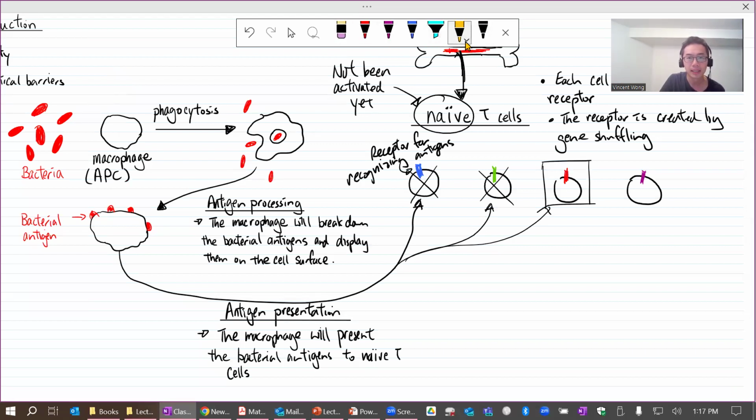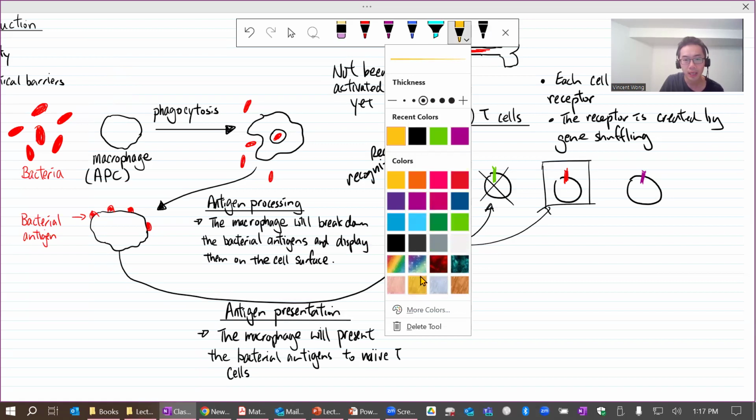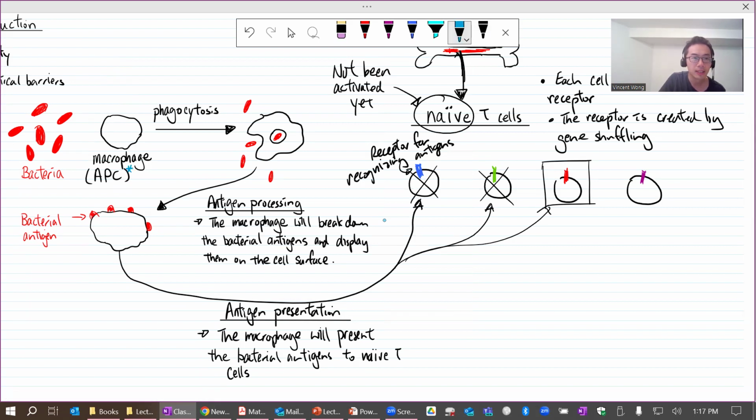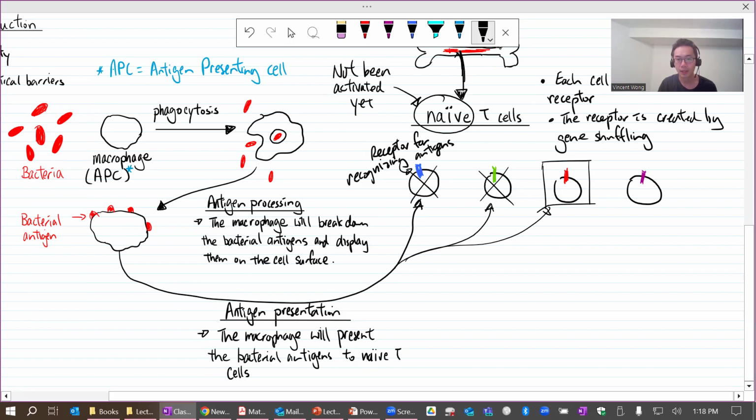APC. I'm going to put a star here. APC stands for antigen presenting cell. So they can eat up the bacteria, put it on the surface, and then present it to the naive T cell. All right, this T cell has been chosen.